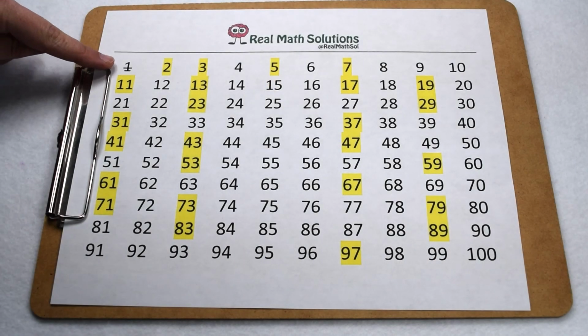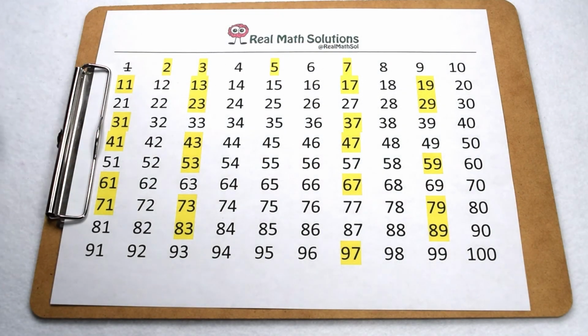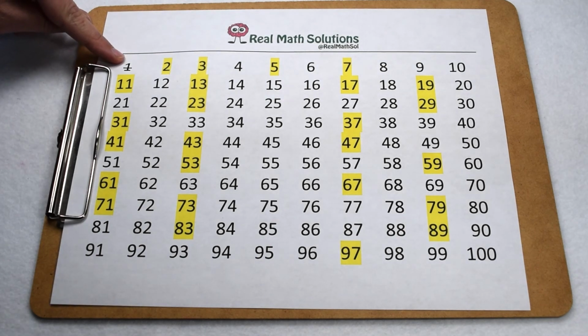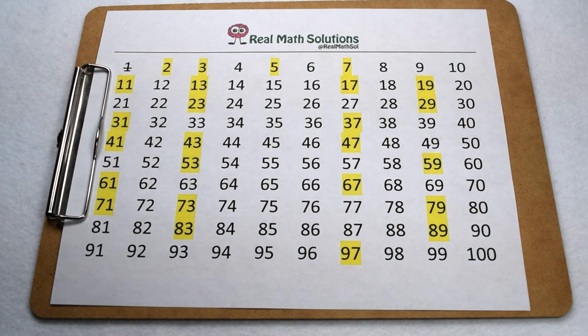For the numbers 1 through 100, all of our highlighted values are prime. Except for 1, which is neither prime nor composite, all of our remaining values are going to be composite.